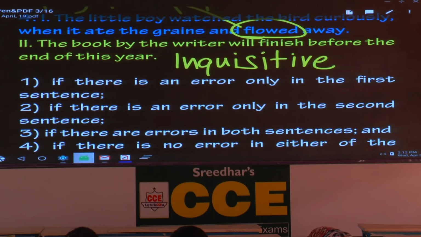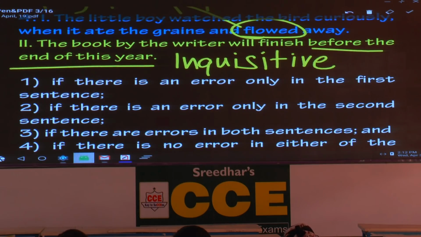The book by the writer, and first you underline the time phrase. What is the time phrase here? Before the end of this year. It also means by the end of this year. There are two possibilities here. One possibility, you can use future in passive voice. Another possibility, you can use future perfect tense in passive voice. So what is the right answer? The book by the writer will be finished.